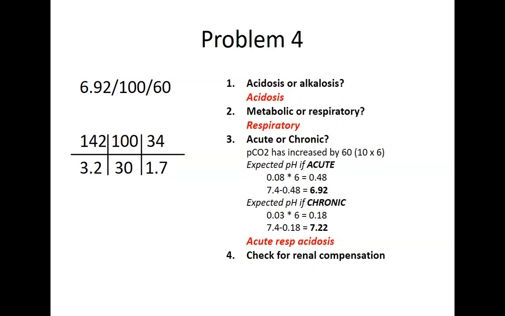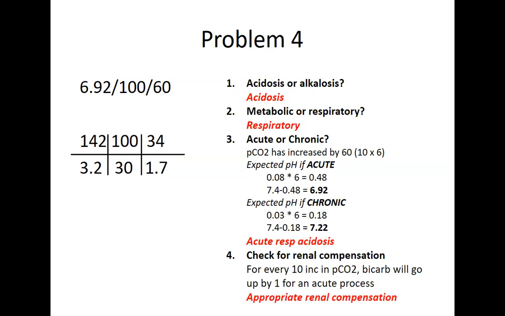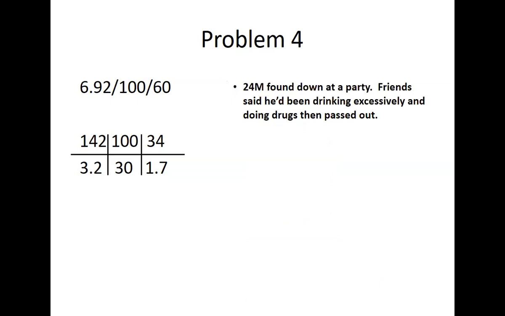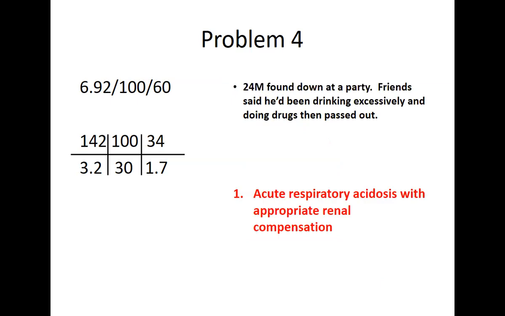Check for renal compensation. This is a formula that you probably don't have to memorize, but for every 10 increase in your PCO2, your bicarb will go up by 1 for an acute process. And again, it's changed by 6. So 6 times 1 is 6, 6 plus 24 is 30. So he has appropriate renal compensation. So this is just a drug overdose, right? He's hypoventilating because of drug overdose.